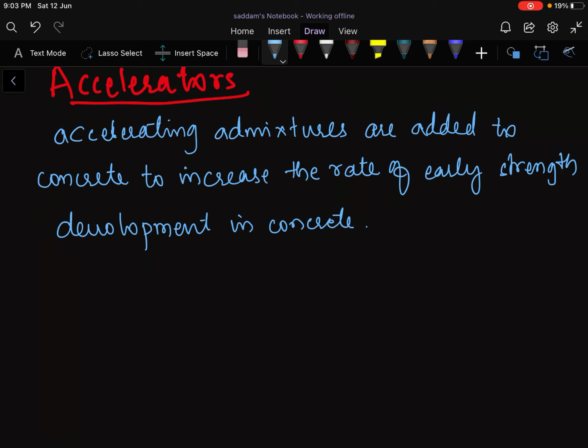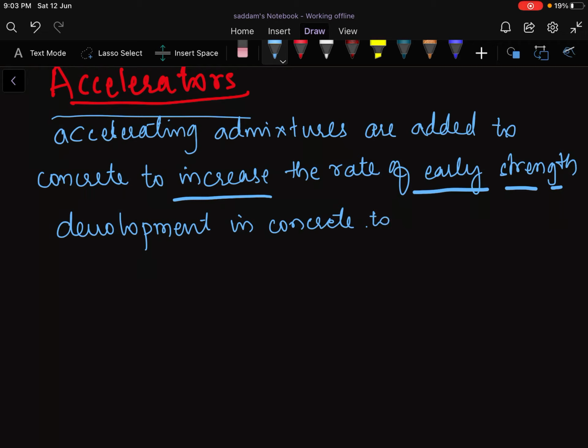Okay, so what is the accelerator? Accelerator is nothing but the opposite of your retarder. Accelerating admixtures are added to concrete to increase the rate of early strength development. That means we want our concrete to set early. In certain scenarios we don't want our concrete to take much more time to set. In that situation, we make use of the accelerators.